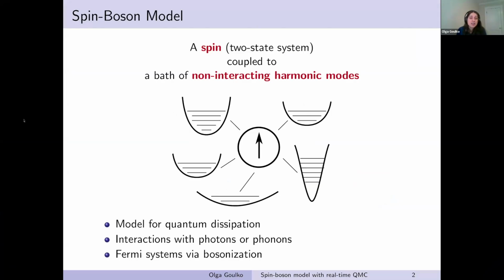So it consists of a spin or a two-state system that's coupled to a bath of non-interacting harmonic modes or bosons. And so it's a fixed impurity model, which was originally developed to study dissipation in quantum systems. Since energy is conserved in a Hamiltonian formalism, one way to study dissipation is to couple the system to an infinite bath. And this is sort of the simplest bath you can think of, a bath of harmonic modes. But this model is also very useful to study coupling to photons or phonons, and even electronic systems via mapping called bosonization.